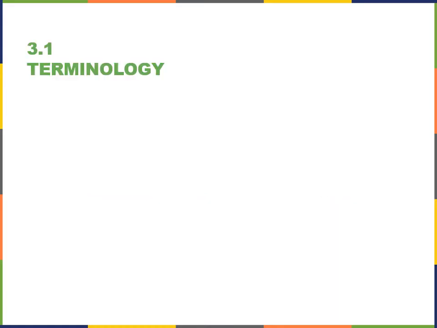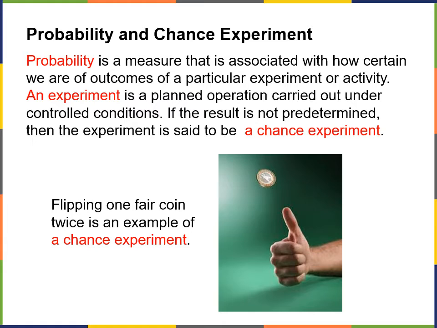So let's start with terminology. First off, probability. Probability is a measure that is associated with how certain we are of outcomes of a particular experiment or activity. Okay, so it's the calculation of the certainty of a particular outcome, is the way you can simplify probability. An experiment is a planned operation carried out under controlled conditions.